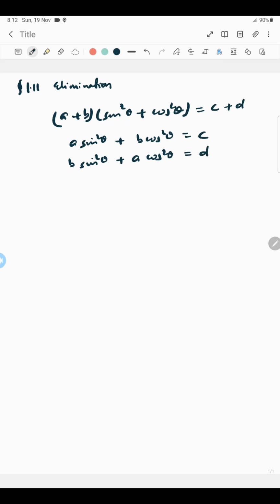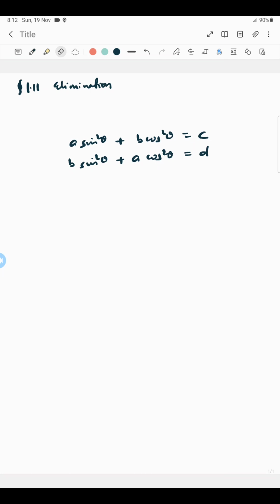So to start with, suppose these two equations are given and a, b and c, d are real numbers and they're constants and theta is a variable. So the meaning of elimination is to get a relation between the coefficients so that the theta doesn't appear in the final relation, which will be called eliminant, and the process of getting an eliminant is called elimination.